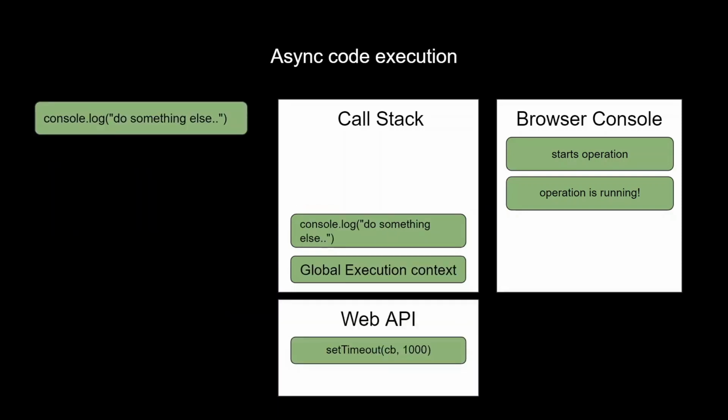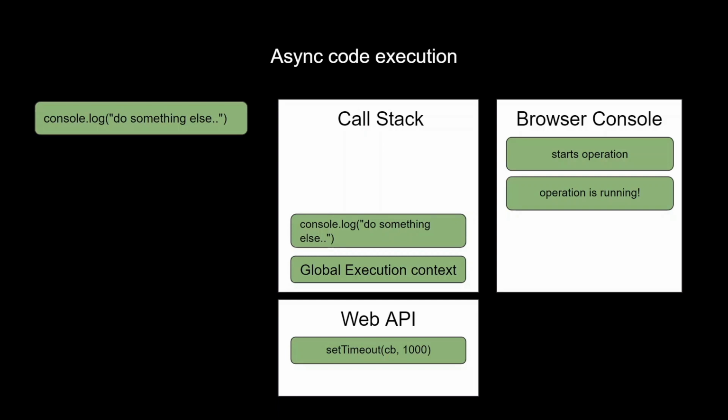So the browser already has this web API, a separate thread, which is actually going to execute your async functions like setTimeout, setInterval, or event listener. So all such callback events or functions, whenever they enter the call stack, the call stack sends them to a web API for a separate execution thread.